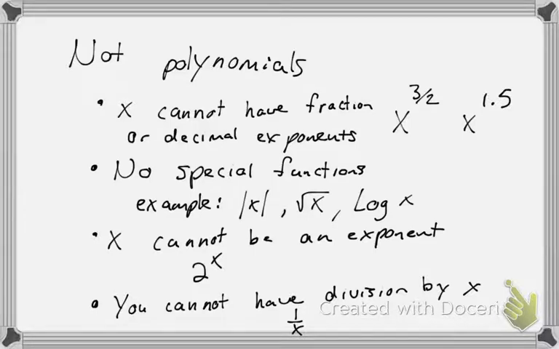You're not going to have any special functions involved inside of it. So there's no absolute values, there's no square roots, there's no logs or any other weird stuff. It's just x with positive whole number exponents. The next thing, x cannot be an exponent, such as 2 to the x power. That's not allowed. And you cannot have division by x, such as 1 over x. Okay, x is never going to be at the bottom of the fraction on this.